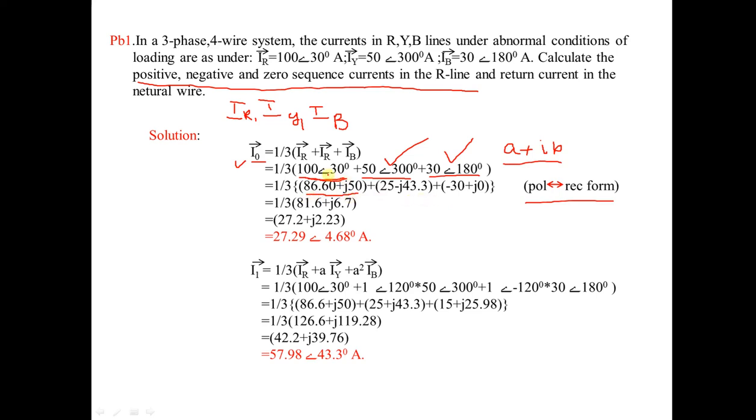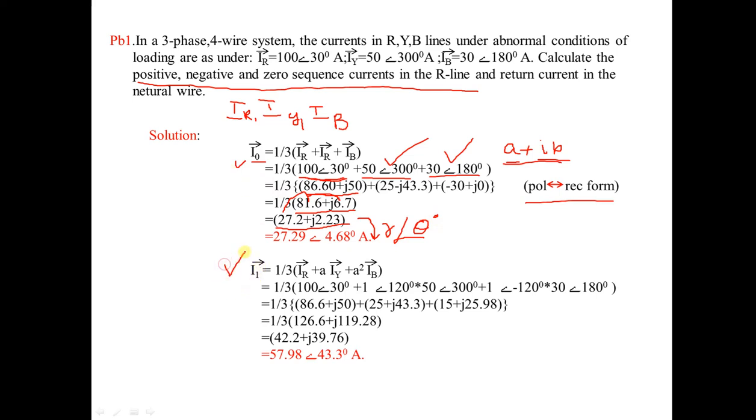After converting polar to rectangular, we add all the real parts and imaginary parts. Finally we obtained 81.6 plus j6.7. Now we divide this by 3, so we obtain the rectangular form. Now we change it to polar form, r angle theta. So this is the method to find the zero phase sequence.